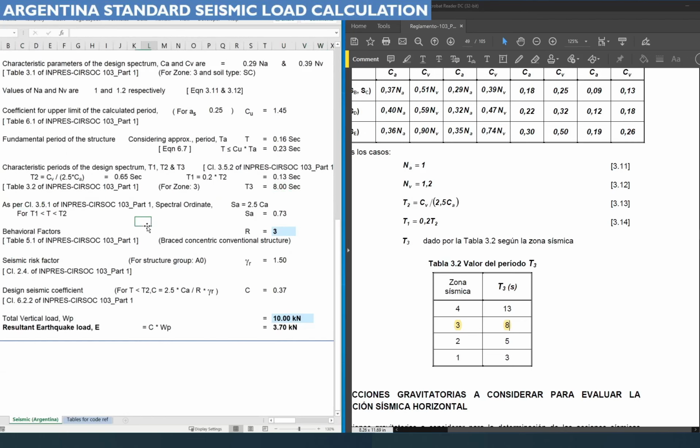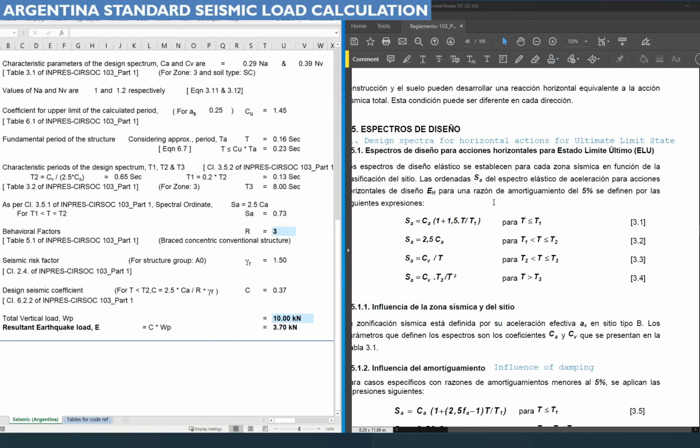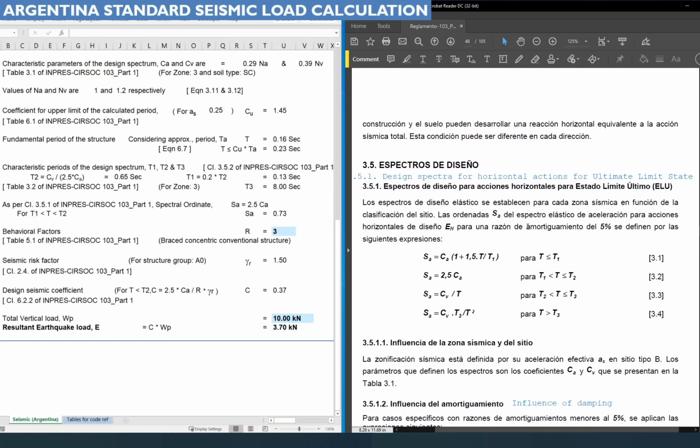Next we need to find the spectral ordinate SA. For that there are various cases we need to check. For that, clause 3.5.1, we need to refer to page number 48. Here is the formula to find the design spectra for horizontal actions for the ultimate limit state. So these are the formulas.